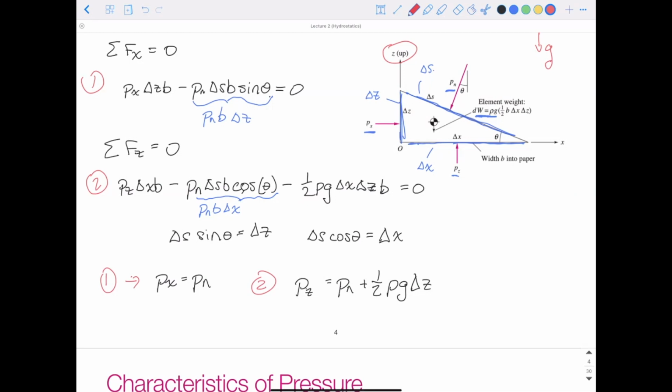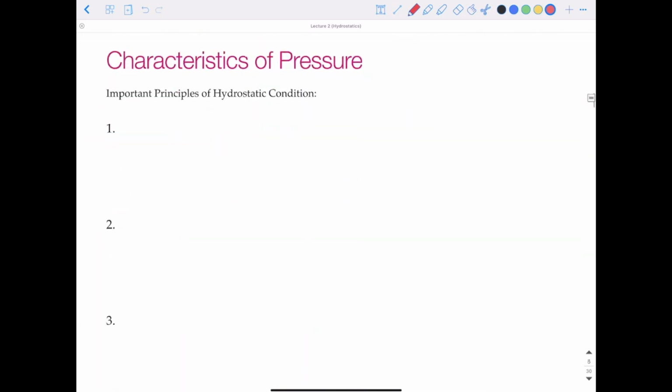So what we can write from these two equations is that there's no change in pressure due to a change in position horizontally, and there is a change in pressure due to our position vertically, and that's proportional to how far we move vertically, that delta Z. So there are 3 important characteristics of this hydrostatic condition from this analysis. So number 1 is that there is no pressure change in the horizontal direction.